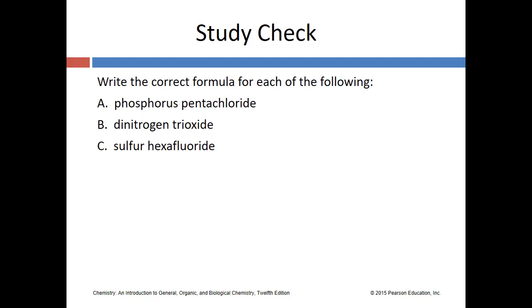If you're unsure of the prefixes, that's why I gave you the page here. So penta is 5. Phosphorus pentachloride would be PCl5. Dinitrogen tetroxide, or excuse me, dinitrogen trioxide, that'd be 2 nitrogens, 3 oxygens, N2O3. Sulfur hexafluoride, have to know that hexa is 6, so SF6 would be the correct answer there. All right, we okay? Any questions?